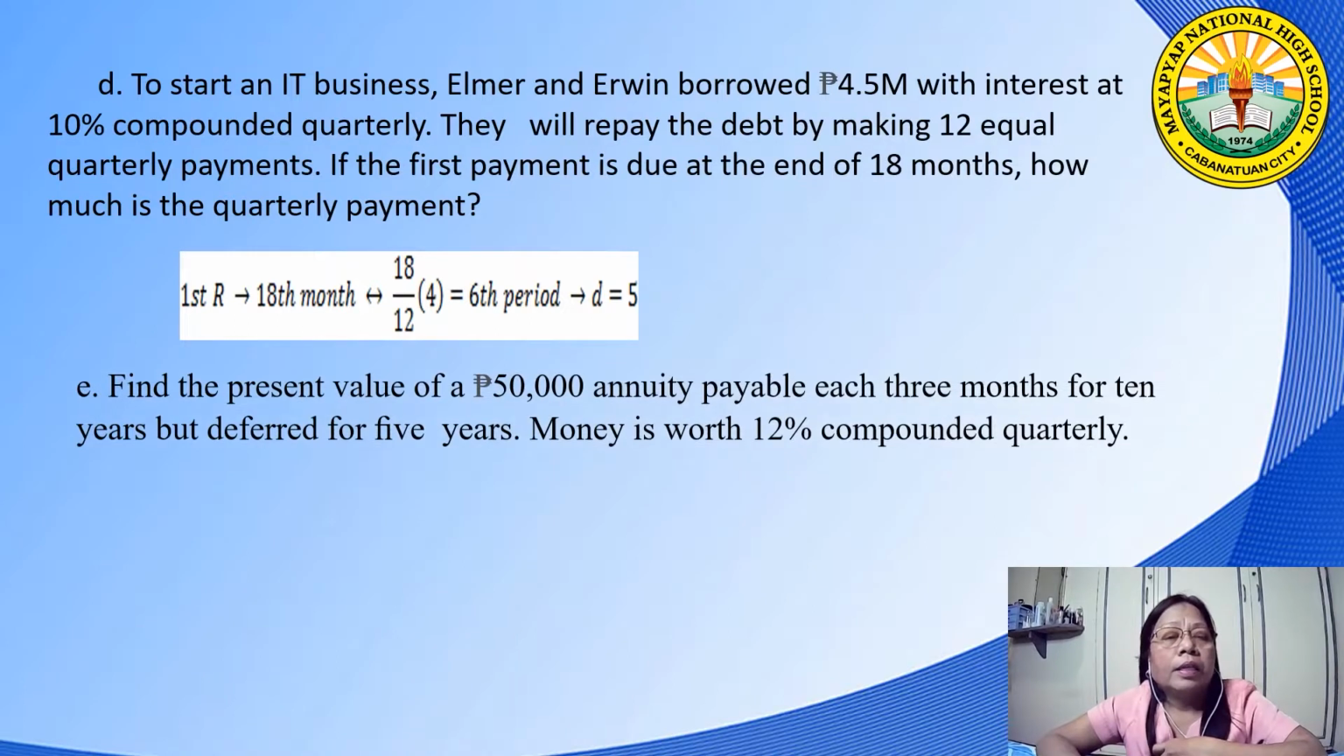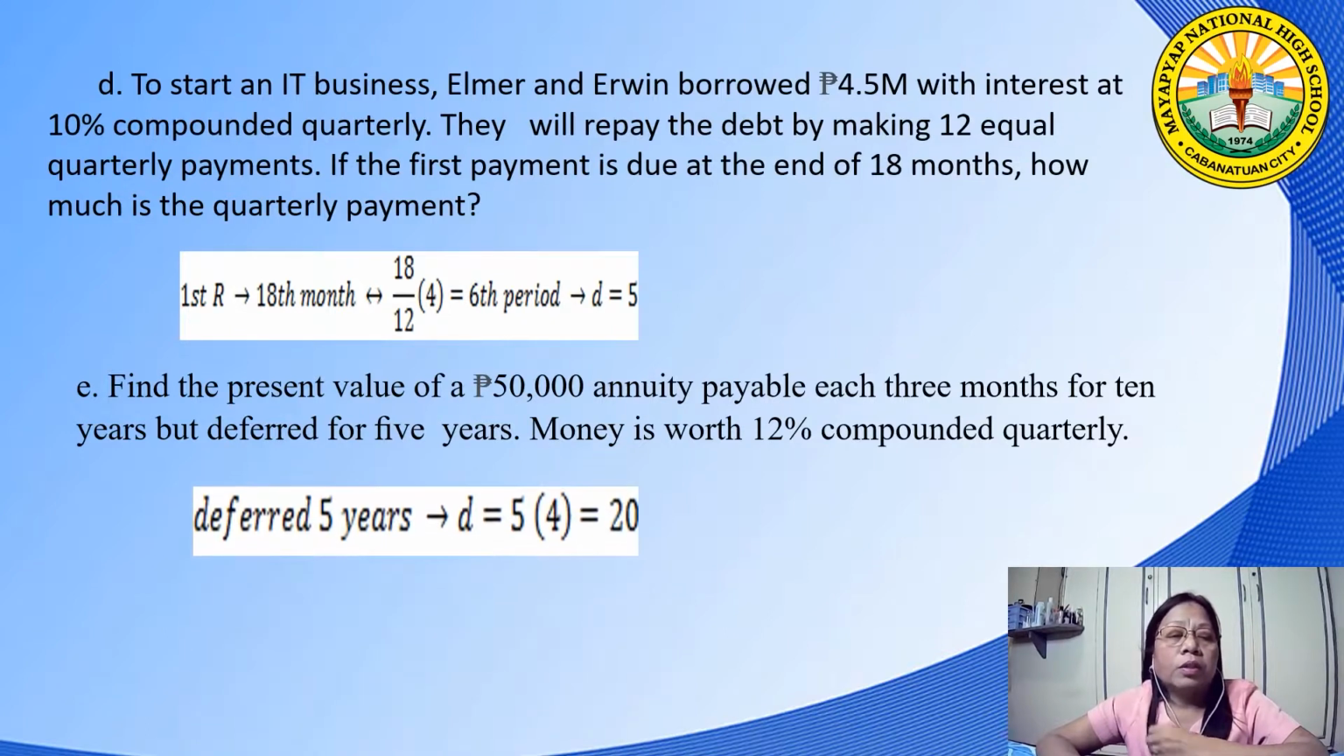Letter E, find the present value of a 50,000 pesos annuity payable each 3 months for 10 years but deferred for 5 years. Money is worth 12% compounded quarterly. So the period of deferral is 5 times 4 equals 20.